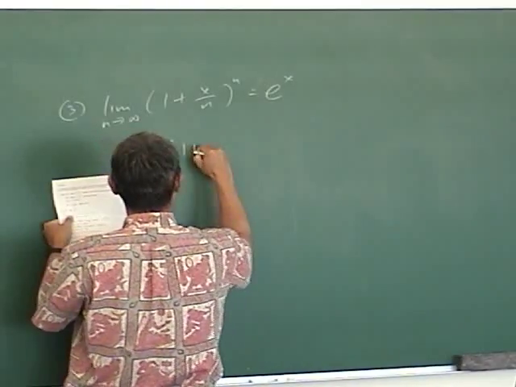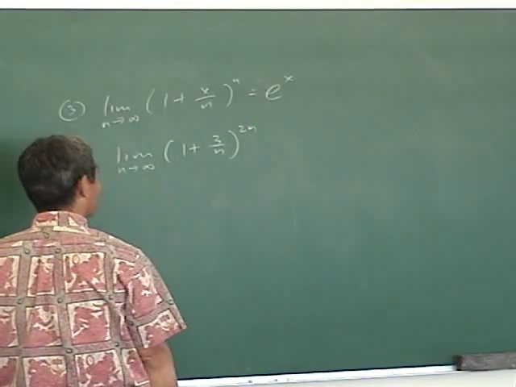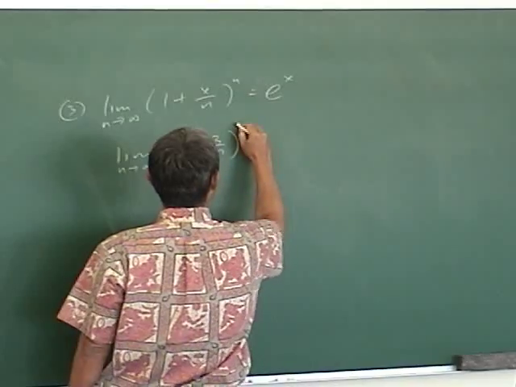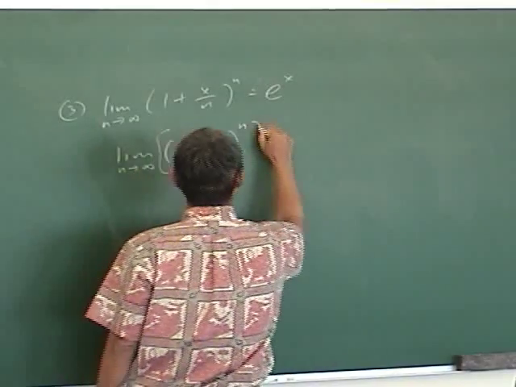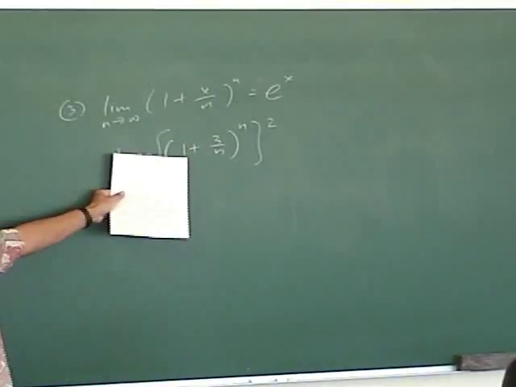Okay, this is what you have to do. What you gotta do is make this look like this. So all you have to do is do this, and put the 2 on the outside of the brackets. The one we did on the board was way harder than that.